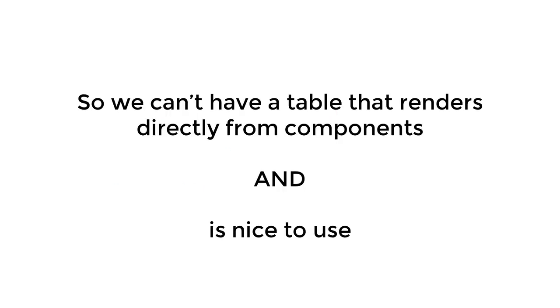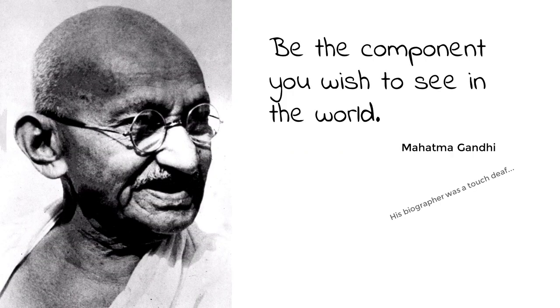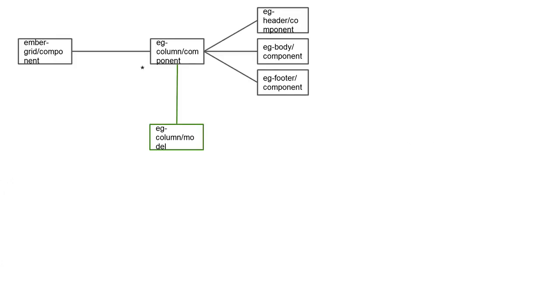So you can't have a table that has rows and columns that is rendered directly from components, where the components you write map to the components that render, and is nice to use. It's not possible. So here's a new HTML component idea that we've come up with, thanks to the wonders of web components. The component you use in your template and you write doesn't have to be the one that renders your content. And this is where we started to redefine things. We came across a couple of other projects that were doing similar things and borrowed, not stole, some ideas from them. And I think Mahatma Gandhi said it best: be the component you wish to see in the world.